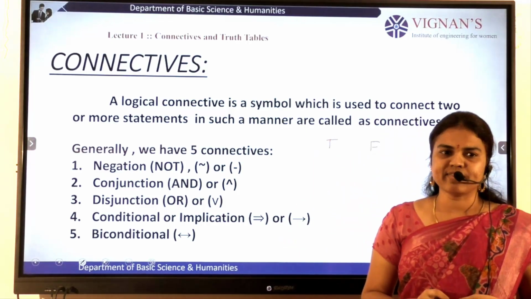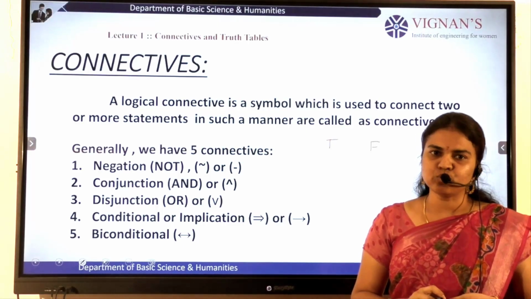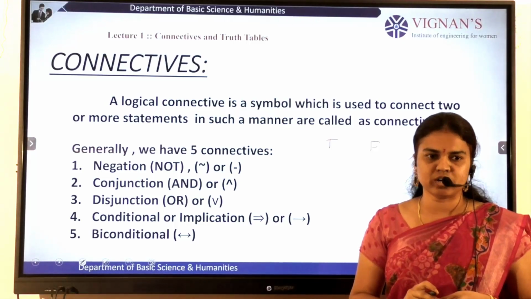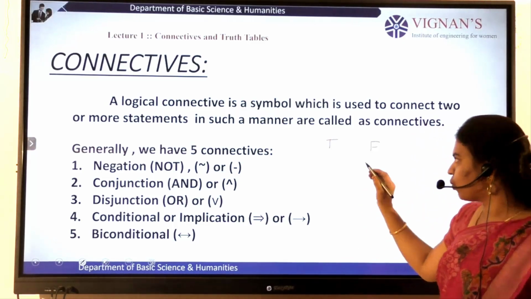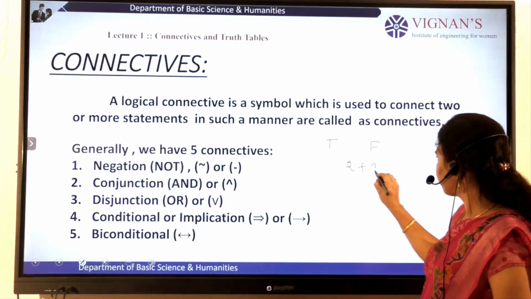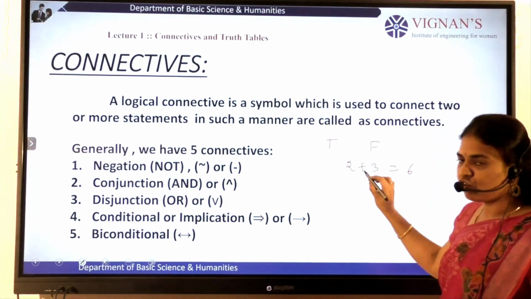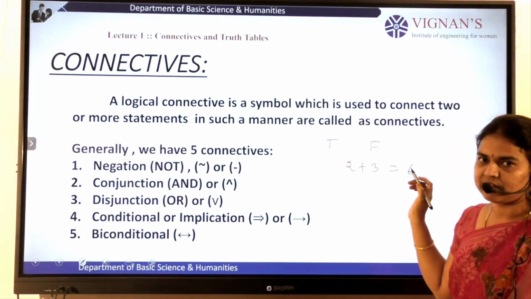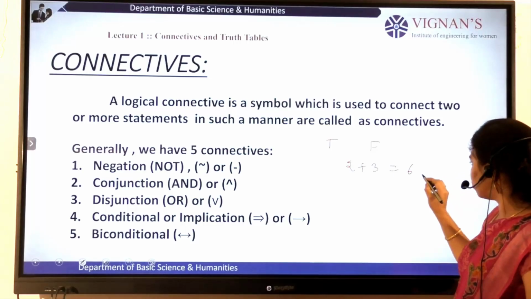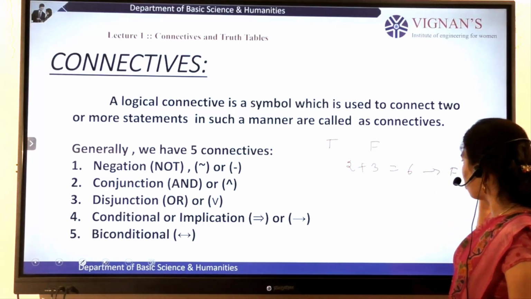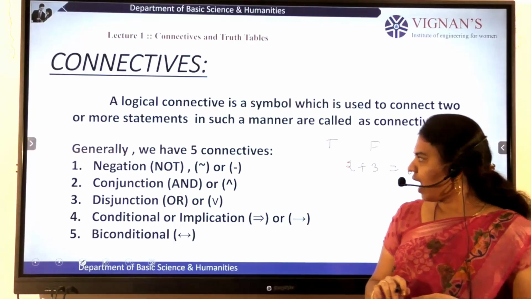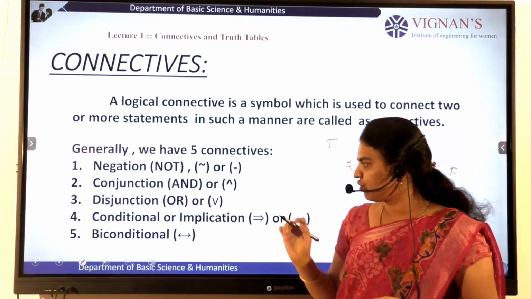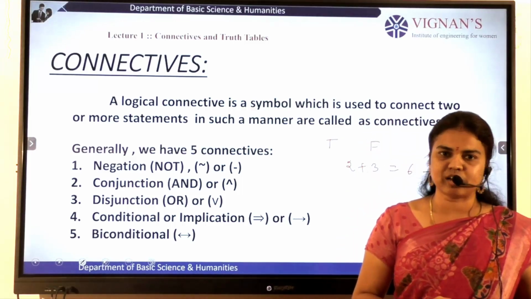For example, the sun rises in the east. It is a true statement, so the truth value for the statement is T. And 2 plus 3 equal to 6. Actually 2 plus 3 equal to 5, but here we have written 2 plus 3 equal to 6. This is a false statement, so the truth value for this statement is false. Generally we have 5 connectives: negation, conjunction, disjunction, conditional or implication, and biconditional.